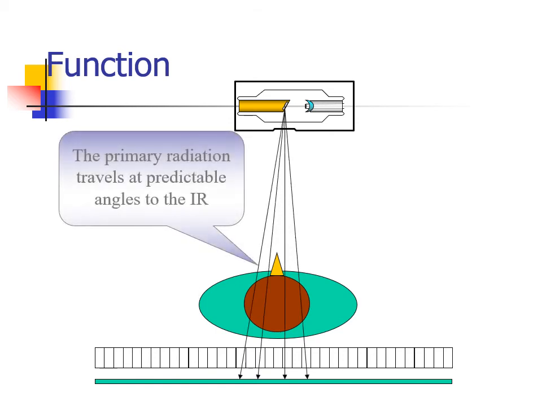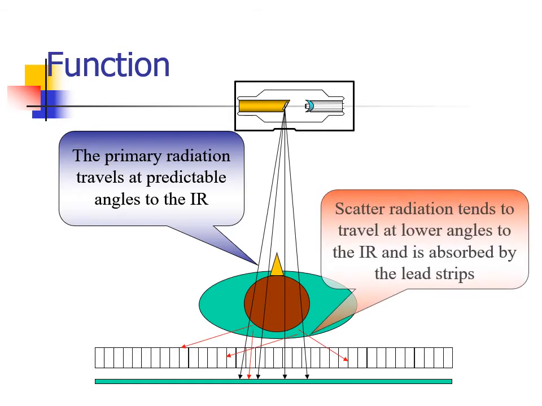Notice how the primary and remnant radiation travels in an orderly fashion at a high angle to the image receptor. This orderly pattern allows the rays to find the spaces between the lead strips and form an image on the plate. On the other hand, scatter radiation is more random and is produced in the patient's tissues close to the image receptor. Being produced close to the image receptor means that most scatter rays travel at a low angle to the grid and therefore interact with the lead strips. The lead absorbs most of the scatter.